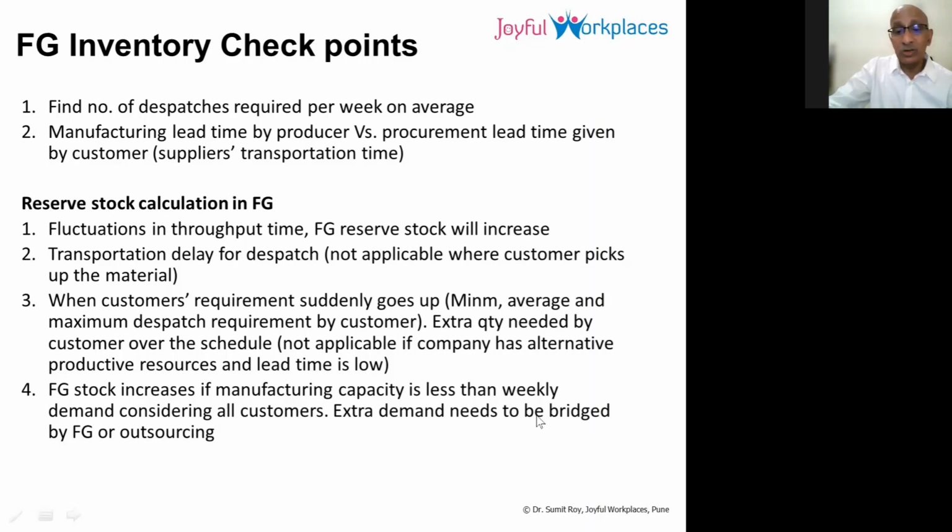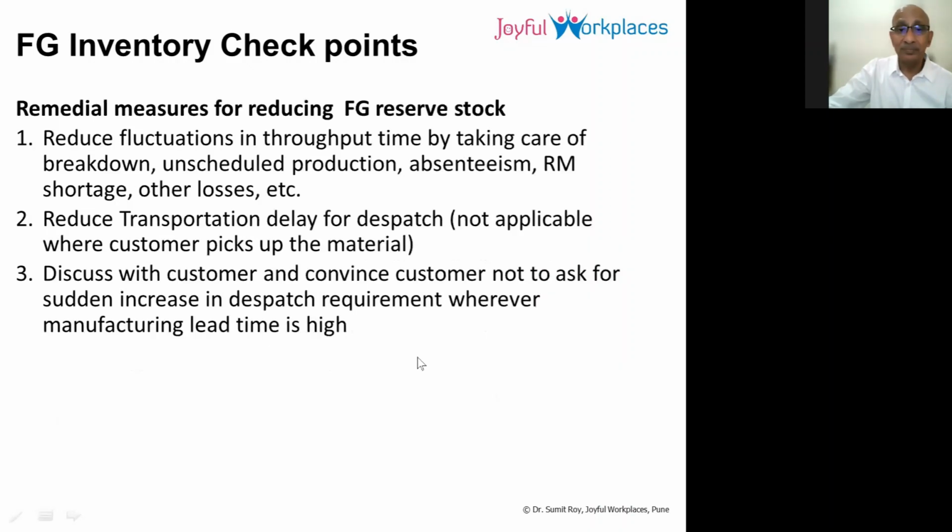And extra demand needs to be bridged by FG or by outsourcing, जैसे मैंने बोला था पहले. तो ये remedial measure है. Reduce कैसे करोगे FG stock को? Reduce fluctuations in throughput time by taking care of the breakdown, unscheduled production, absenteeism, RM shortage, other losses. So work extensively on the availability losses.